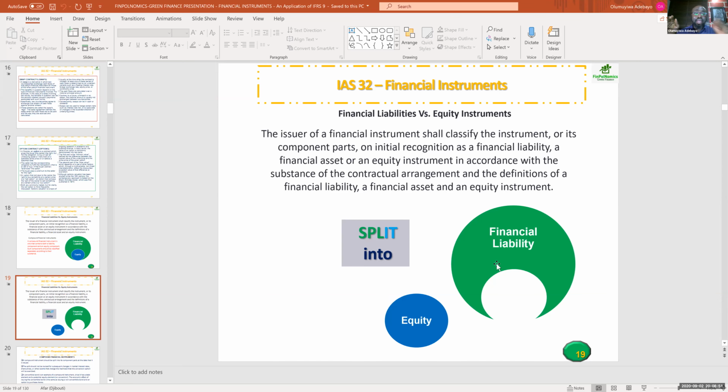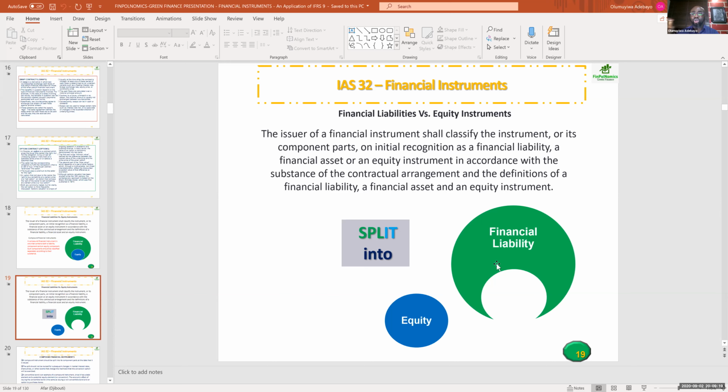But ABC has decided to issue a convertible bond, so that it gives the holder of the bond an option upon maturity to convert into the shares of the company. Or B, which is XY, has decided to issue a bond of a certain amount to create a dilution of the holders.